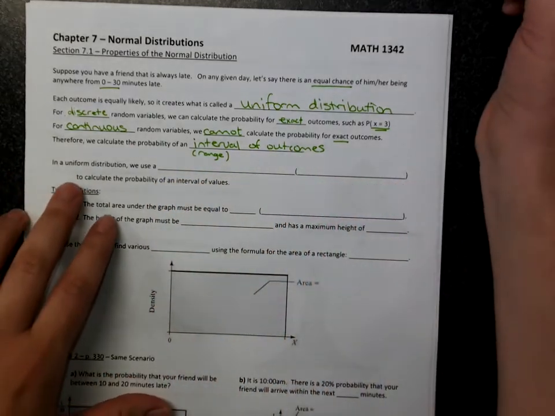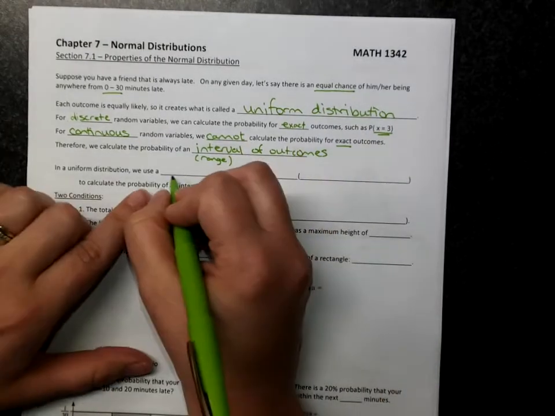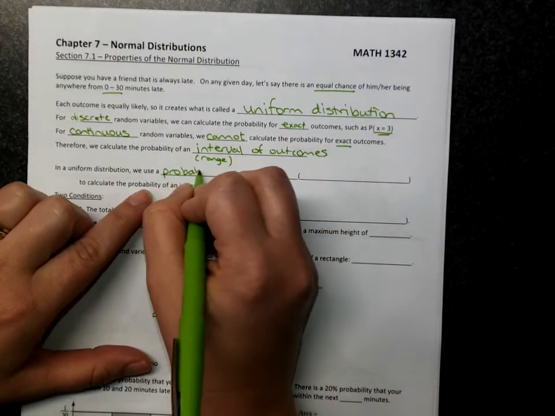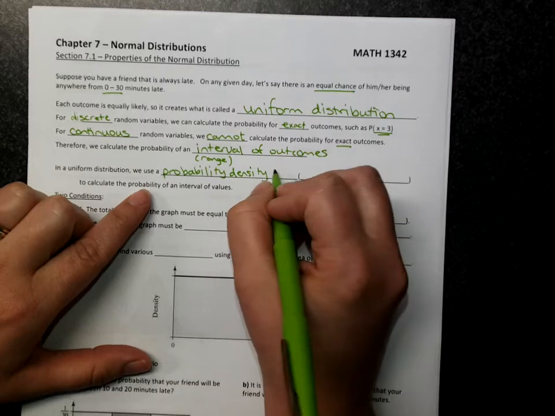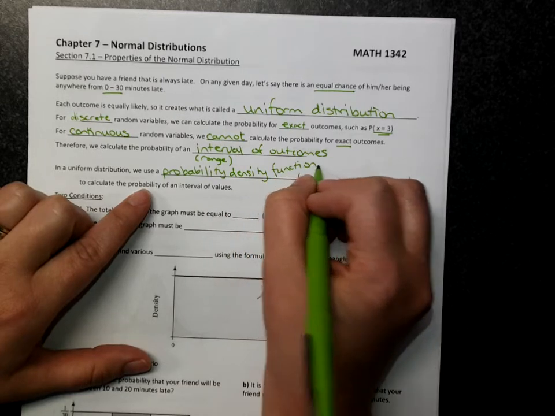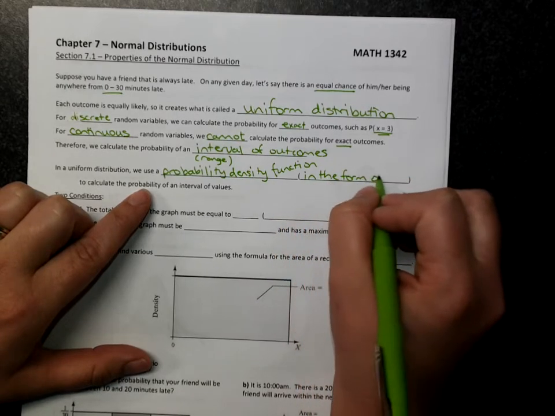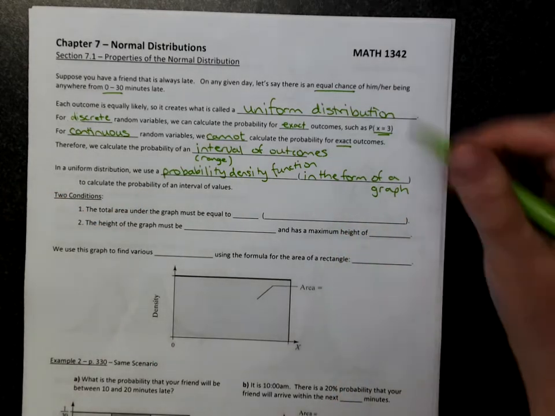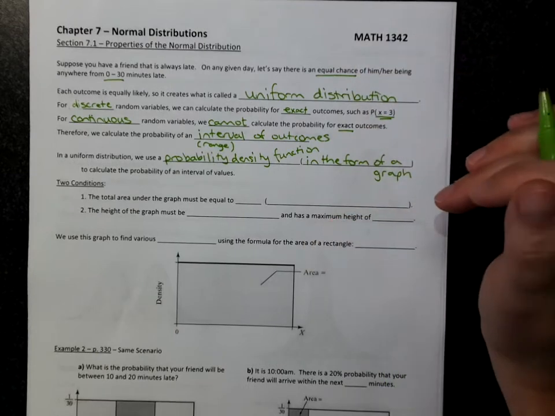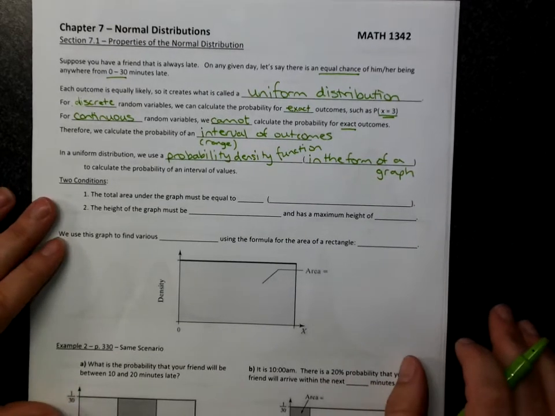So in a uniform distribution, we use a rectangle called a probability density function. And it's in the form of a graph. So we use what's called a probability density function in the form of a graph to calculate the probability of an interval of values. There are two conditions for a uniform probability distribution.